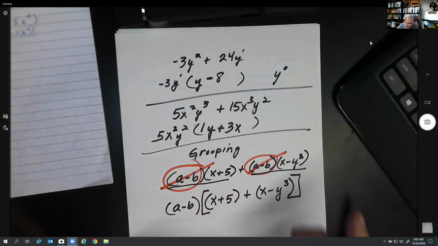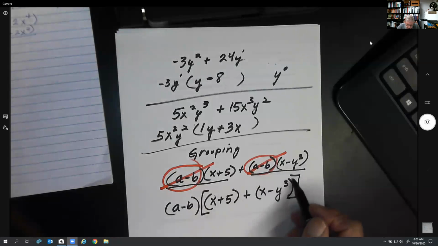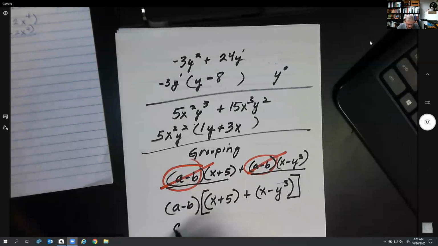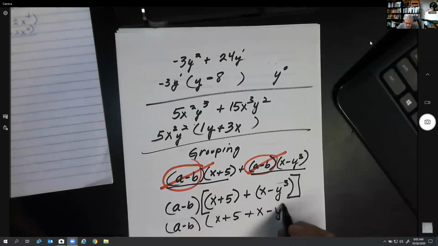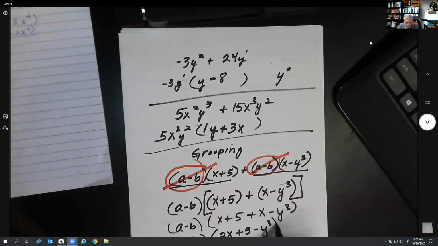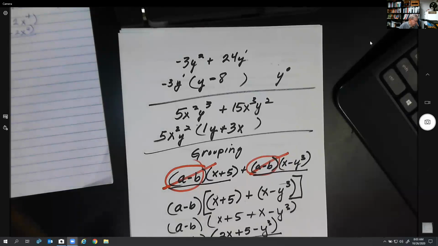Since this doesn't have any powers on the outside, which you have to contend with first, we can just combine these like terms. So this would be a minus b times x plus 5 plus x minus y cubed. And then you could put the x's together. So it'd be a minus b times 2x plus 5 minus y cubed. And these could be in any order. So this would be our answer to that problem.